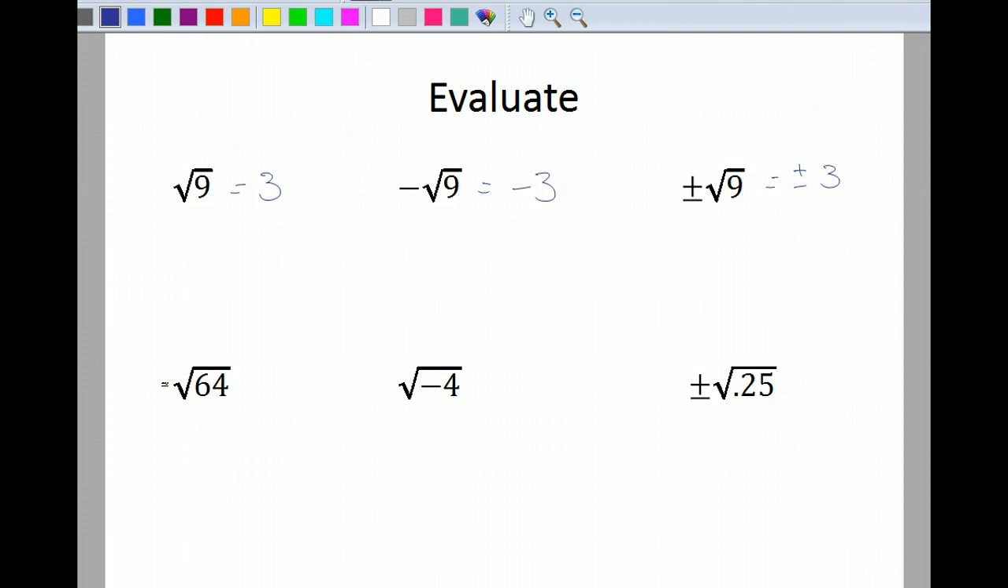Square root of 64, what's that? Okay, that gives me 8. Square root of negative 4. Oh, this one has no real solution because I cannot take the square root of a negative number. Now what's the plus or minus the square root of 0.25? Well, that's plus or minus 0.5.